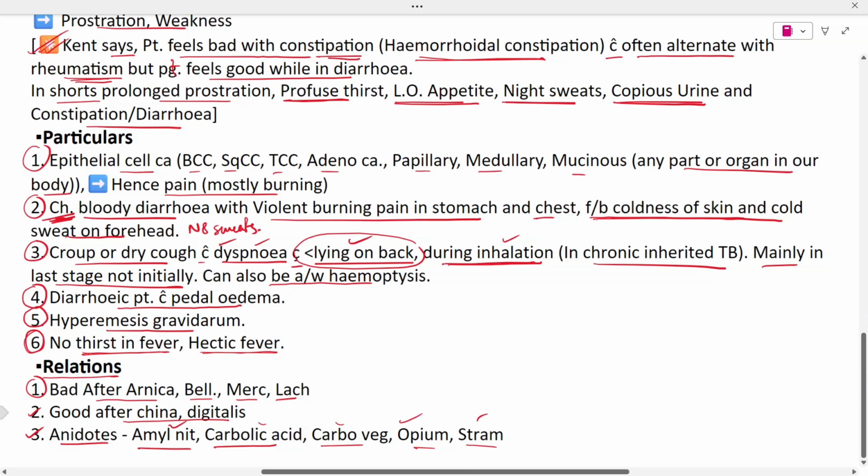So this is all about acetic acid, in brief discussion. We will discuss a case of acetic acid later.